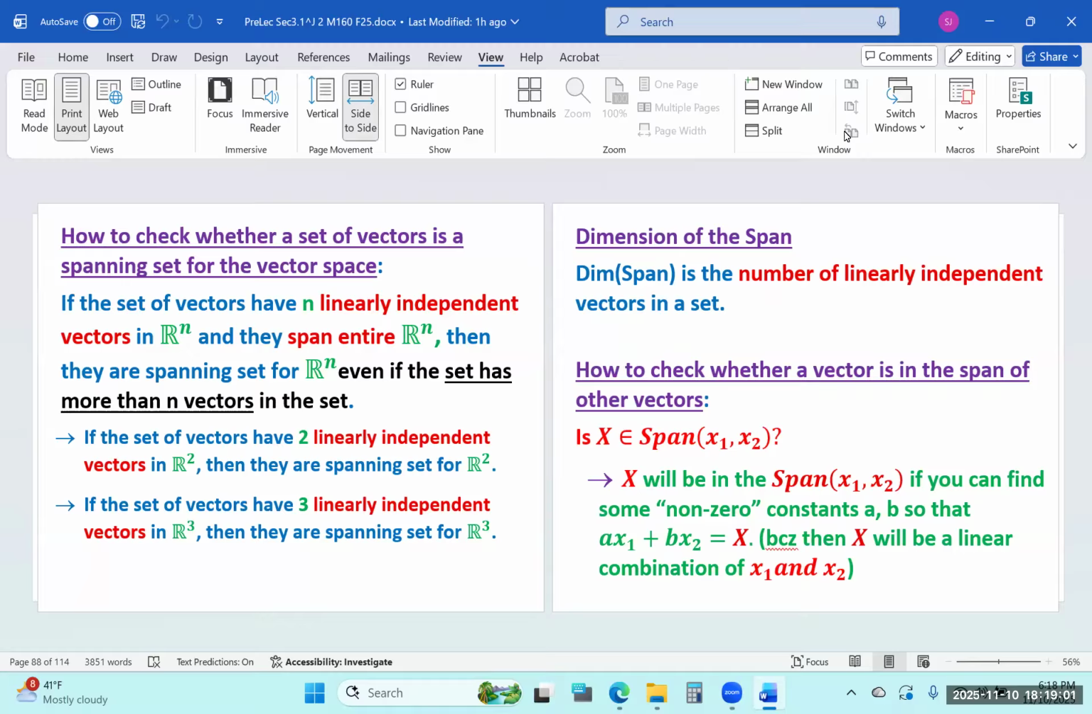For example, you may have 2 independent vectors in R3 space. So the dimension of your vector space is 3, but the dimension of your span is 2. Why? Because you have only 2 linearly independent vectors. So the dimension of the span means how many independent vectors you have. And definitely it has to be less than or equal to the dimension of your vector space. It cannot be more than that. You cannot have the dimension of the span be 4 in R3 space. It's impossible.